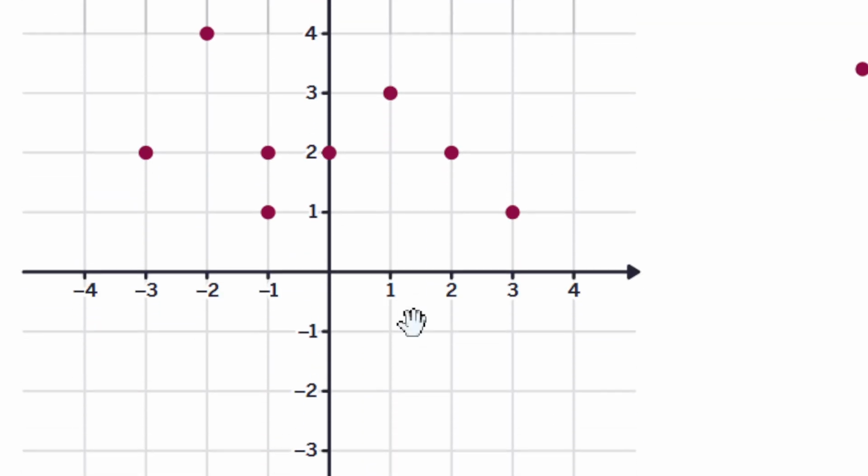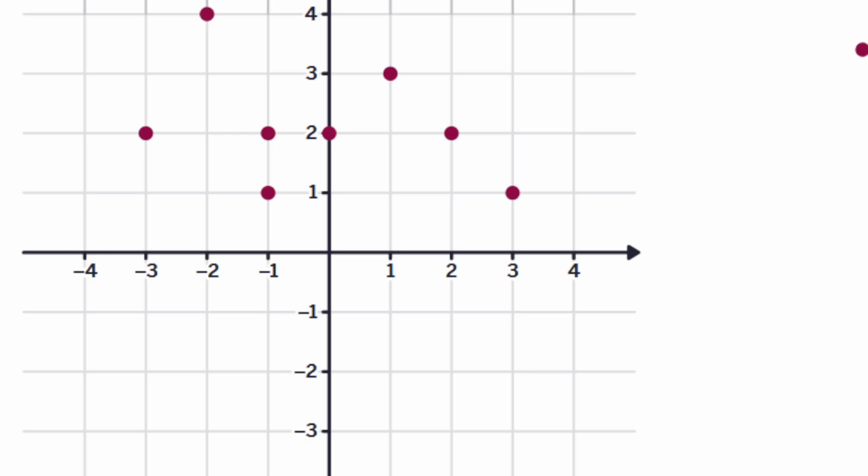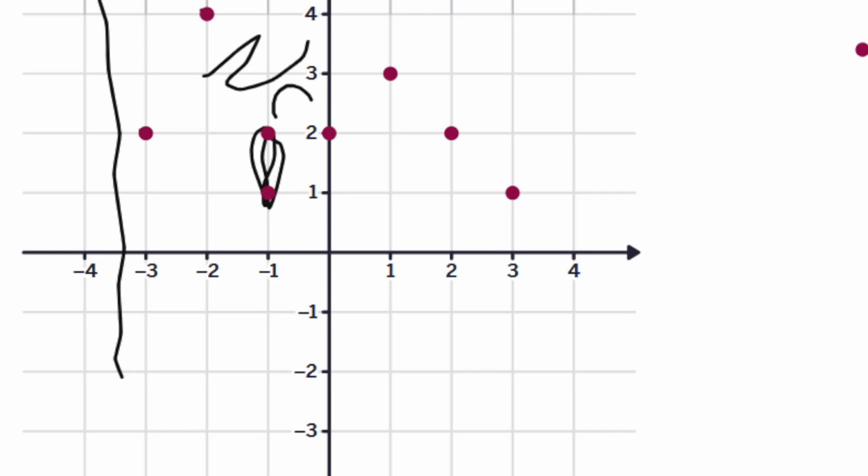Now let's look at this one here. Is this a function? I don't know. Let's grab the ruler. Put your ruler here and move it. It's touching 1 point here. It's touching 1 point. Oh, it's touching 2 points here. So no, it's not a function. So this is how you identify the functions.